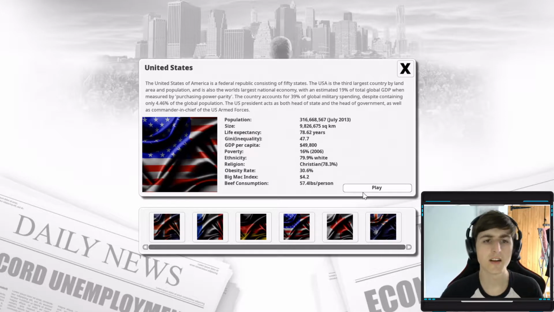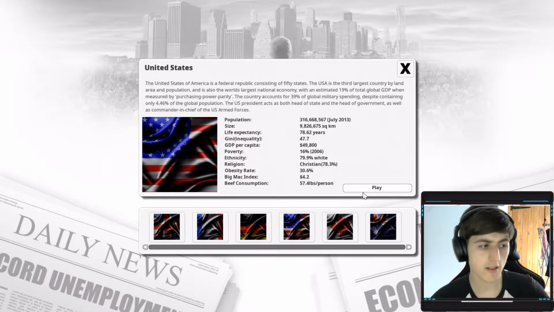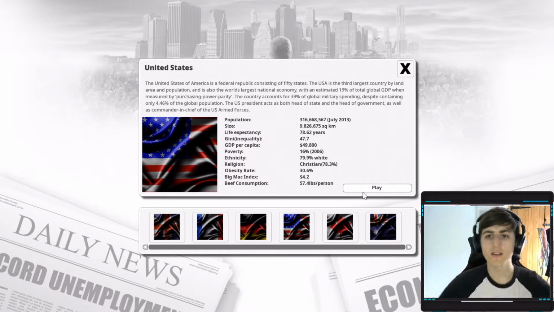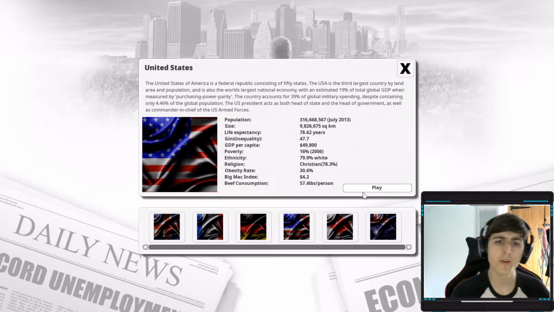Now, it states here the United States of America is a federal republic consisting of 50 states. It's the third largest country by land area and population, and also the world's largest national economy, with an estimated 19% of total global GDP when measured by purchasing power parity. It accounts for 39% of global military spending, despite containing 4% of the global population. And the US President acts as both head of state and head of government, as well as Commander-in-Chief of the US Armed Forces. A couple of interesting facts at the bottom.